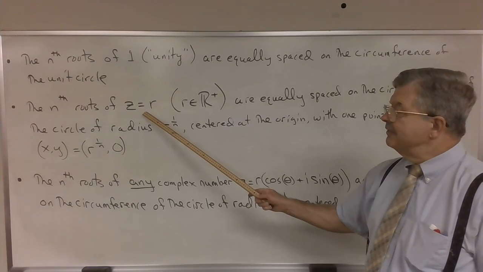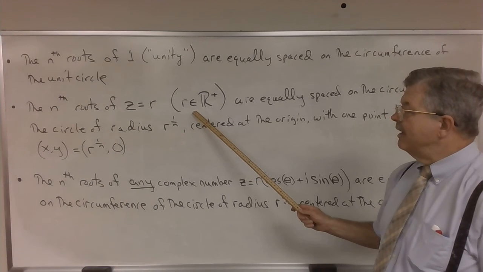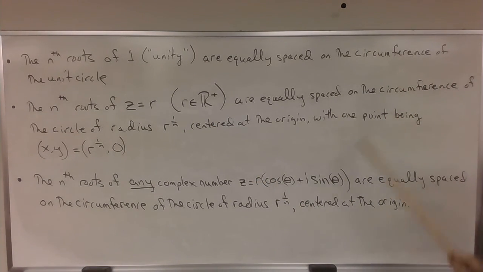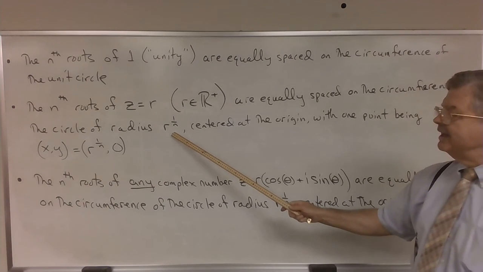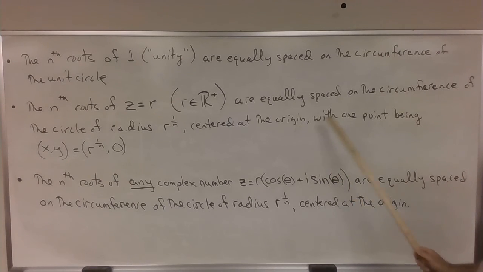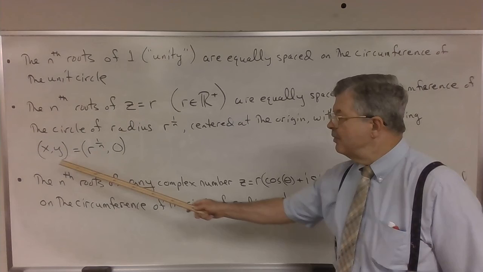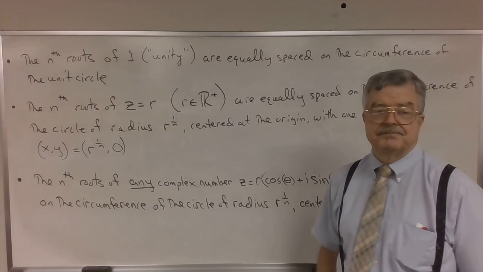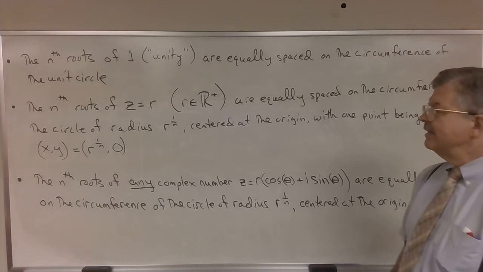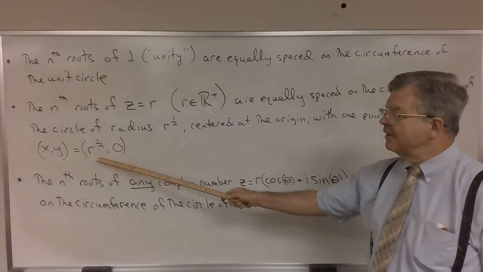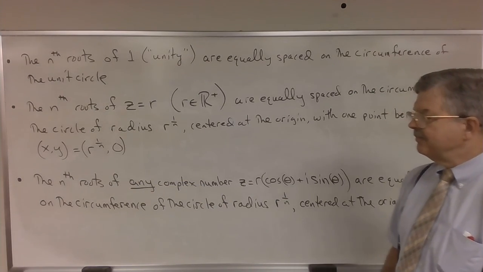The nth roots of z equal r, where r is a real number, are equally spaced on the circumference of the circle of radius nth root of r, centered at the origin. And one point will be the point xy equals nth root of r. So this will be a point on the x-axis with x-coordinate nth root of r.